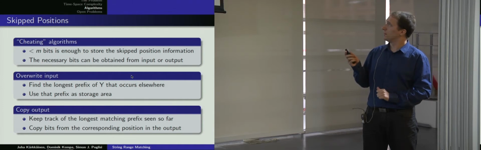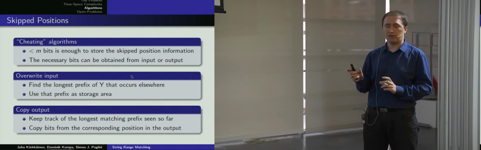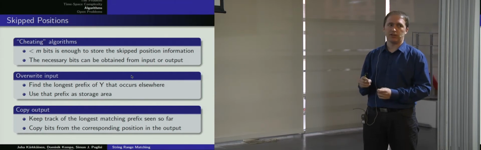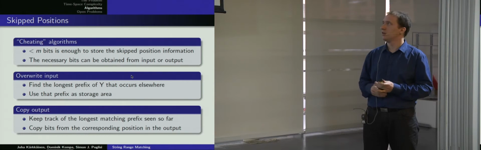The first algorithm finds the longest prefix of the pattern that occurs elsewhere in the pattern and uses that prefix as the storage area. And these overwritten symbols of the pattern can be restored at the end of the algorithm from the other occurrence of the repetition.